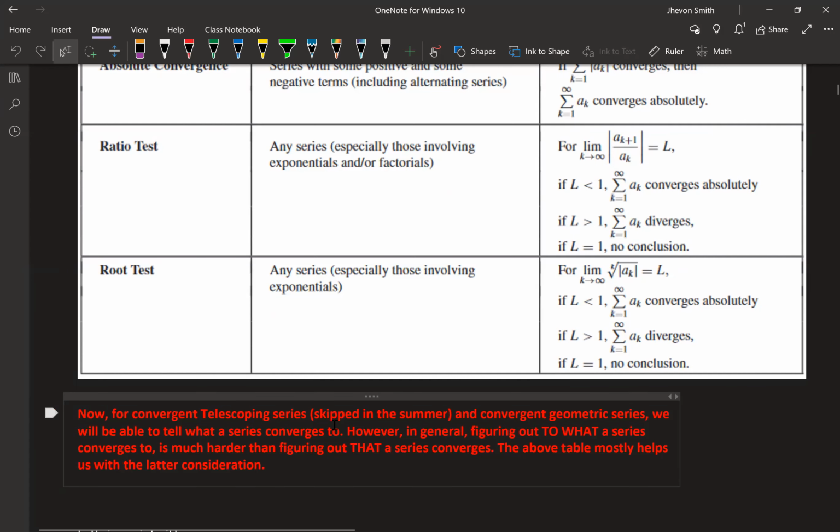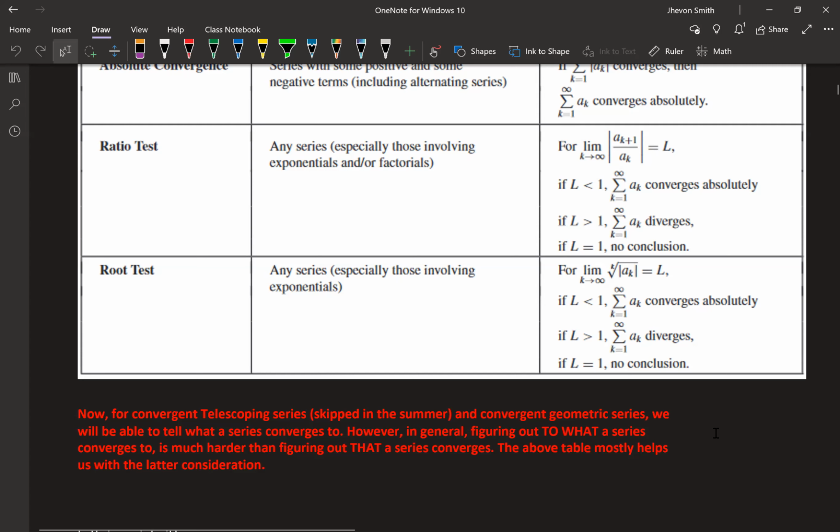Now, for the convergent telescoping series, I skipped that. There's only one other series that behaves like a telescoping series. It turns out when a telescoping series converges, you can actually determine exactly what it converges to. Just like last class, yesterday, we figured out that 1/2 plus 1/4 plus 1/8 plus ... added up to the number 1, I could specifically tell you that it adds up to 1. With a telescoping series, I can specifically tell you what it adds up to.